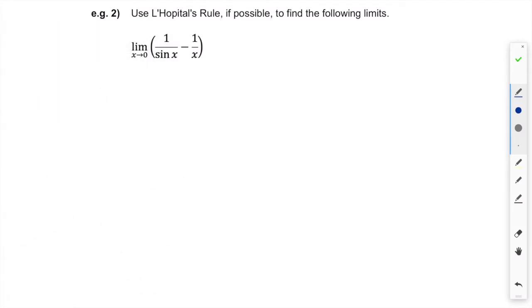Okay. Here is example 2. In this question, we have the limit as x approaches 0 of this difference of 1 over sine x minus 1 over x. I can write that as a single expression: x sine x as a common denominator, and x minus sine x in the numerator. Okay, so let's check. Putting 0 as x, I have 0 minus sine 0, which is 0. I have 0 times sine 0, also 0. So this is just notes on the side, okay?